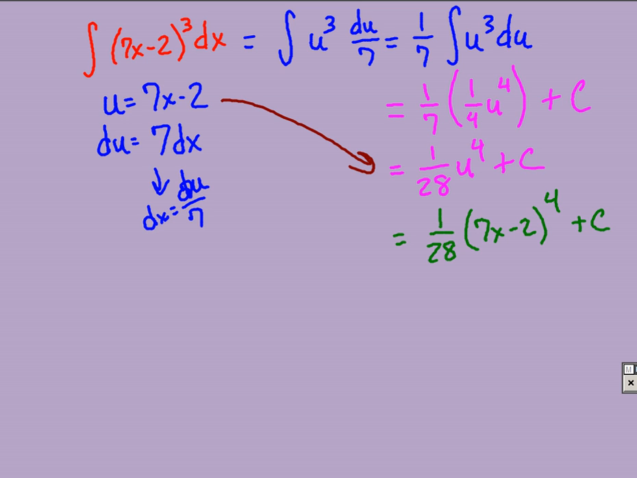Now, I can always go and check my answer by just taking a derivative right back. If I were to take this derivative, it would be a chain rule. I have to multiply by 4 first, and I'm going to get 1/7. 4 times 1/28 would be 1/7. The inside stays the same with a new exponent of 3. Then times the derivative of the inside. The derivative of the inside is 7. Well, 1/7 times 7 just becomes 1. 7x minus 2 to the 3rd power, which is what we wanted to begin with. That's just a way you can see how to check your work.